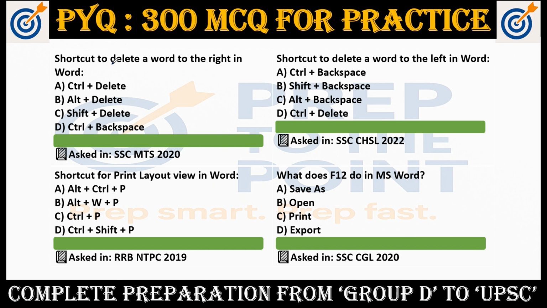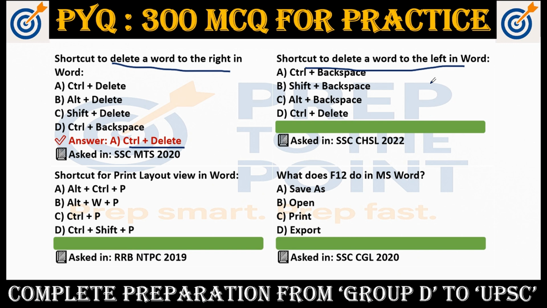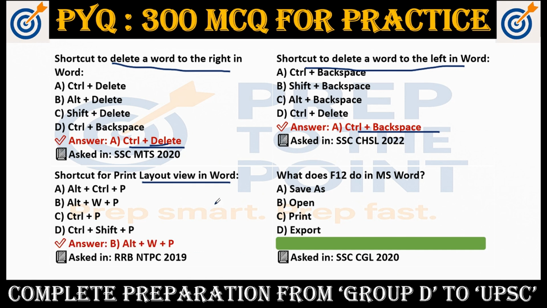Shortcut to delete a word to the right in Word, Control Delete to delete a word to the right. Shortcut to delete a word to the left, Control Backspace. For left, backspace. For right, delete. Shortcut to print layout view in Word, Alt WP. Print layout view, Alt WP.